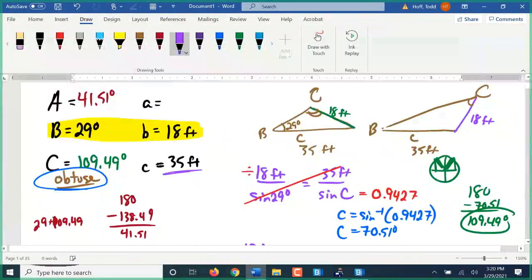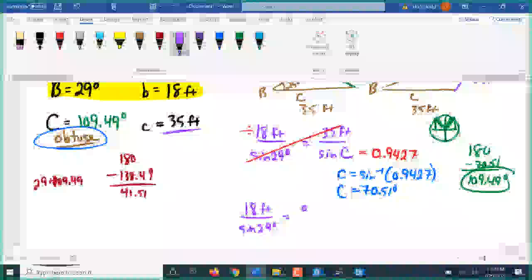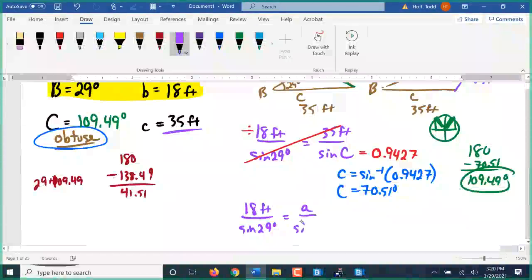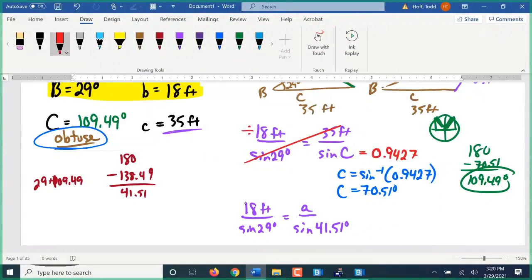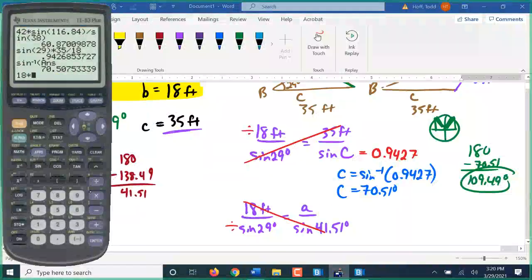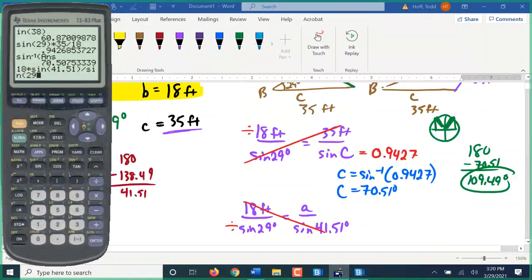Times A over the sine of 41.51. Perfect. A over the sine of 41.51. Had to find that other angle to find that last side. Now we're going to cross multiply and divide here. 18 times sine 41, close the parentheses, divided by the sine of 9, gives us 24.61.